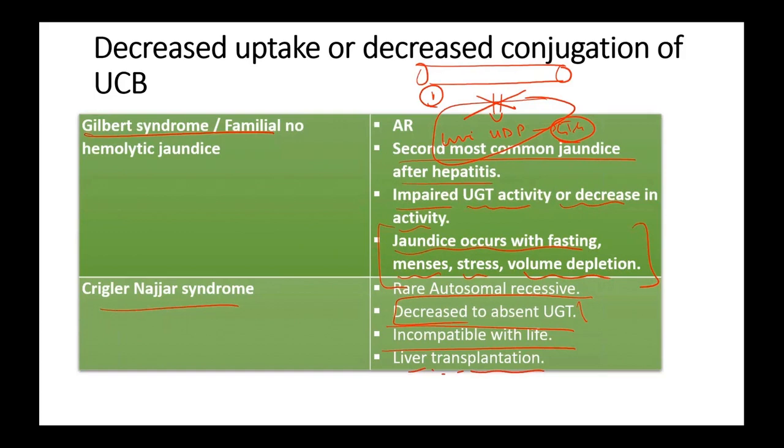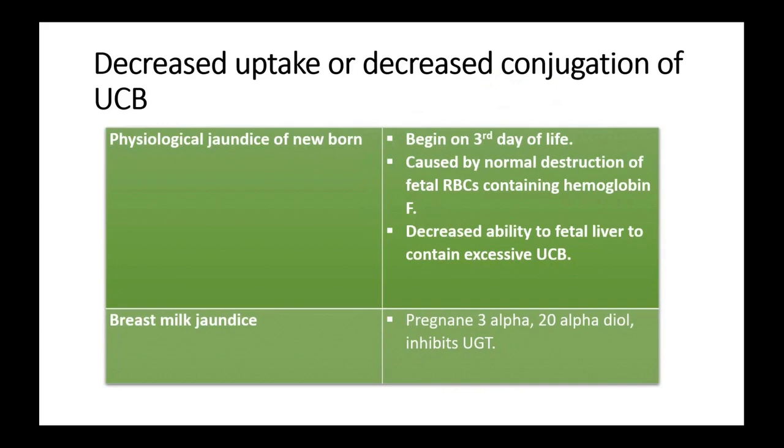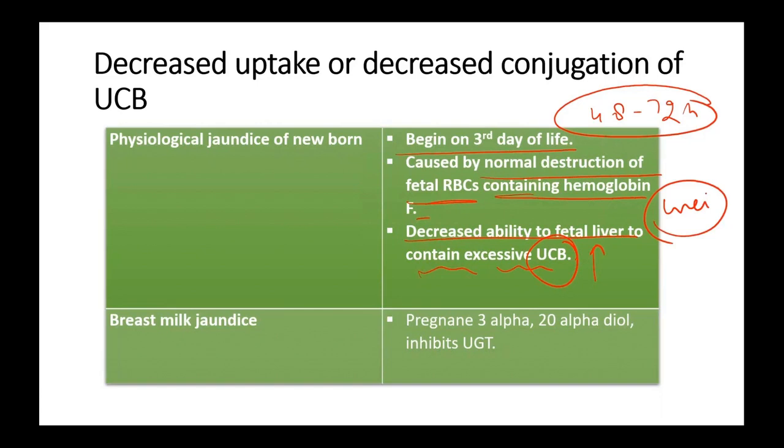Autosomal recessive disease. Physiological jaundice of newborn begins on the third day of life, caused by normal destruction of fetal RBC containing hemoglobin F. Because of normal destruction of RBC, bilirubin will go up, and the liver is still immature, and it will not uptake bilirubin, which will result in excessive unconjugated hyperbilirubinemia. It's a physiological jaundice of newborn, usually in 48 to 72 hours. Liver is immature, will not uptake bilirubin.